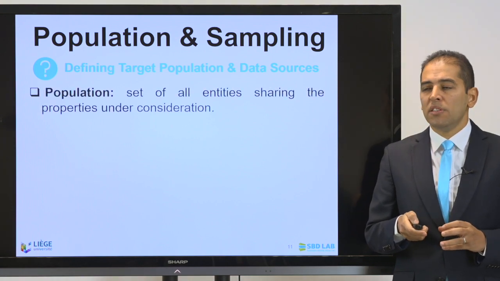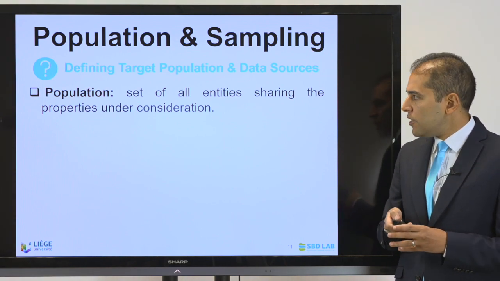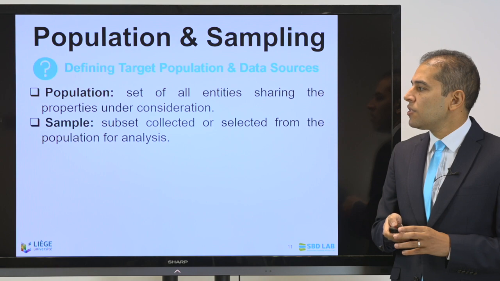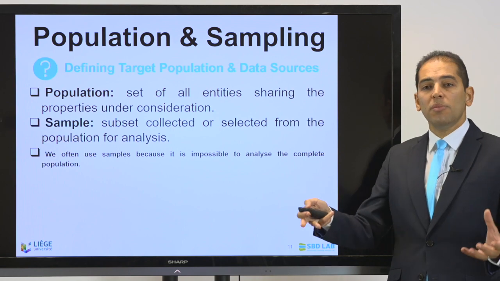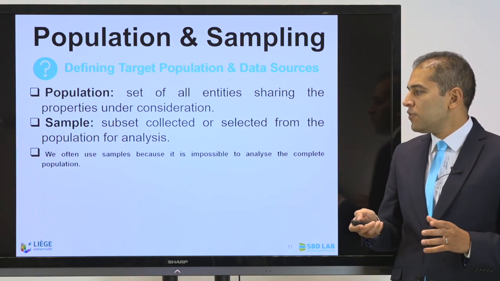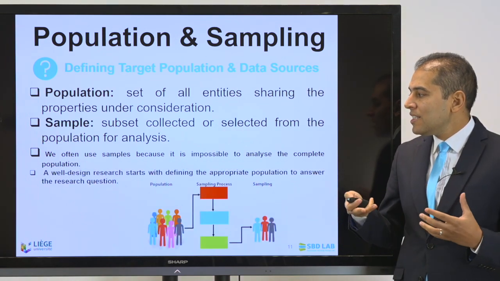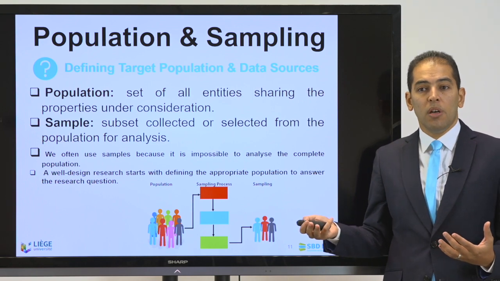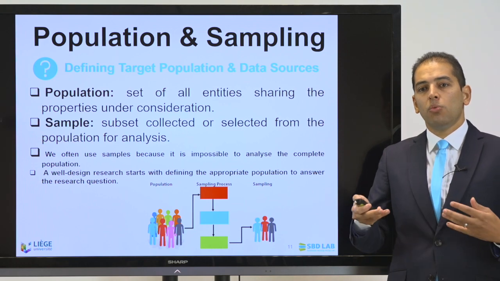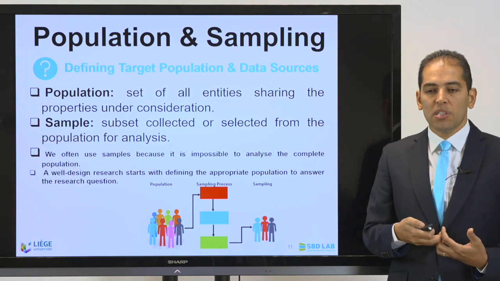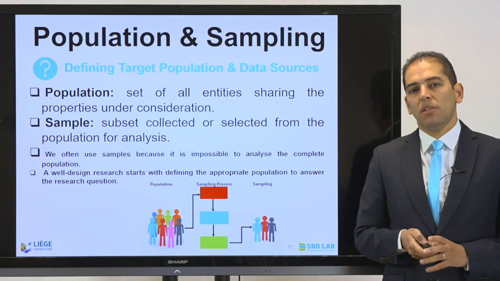Now, when we talk about defining the target population and the data sources, we are talking here about the population, which is a set of entities sharing the properties under consideration. When we talk about a sample, we are talking about a subset collected or selected from this population for analysis, and we often use samples because it is impossible to analyze the complete population, and a well-designed research starts with defining the appropriate population to answer the research question. So it's important that we take this into account, that we're referring to a sample and we do sampling processes, because we cannot do a full measurement for the whole population. So this is the first step to take into account.